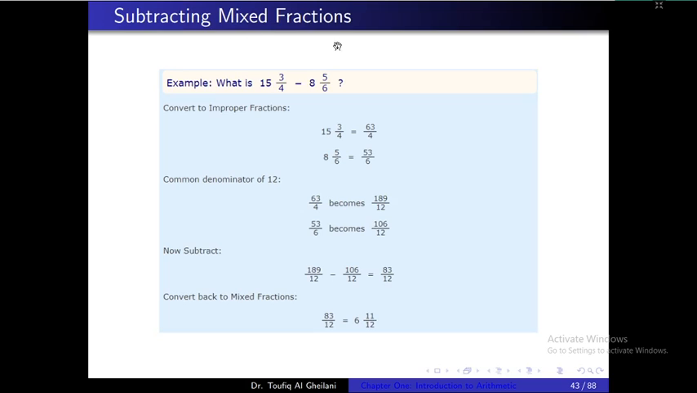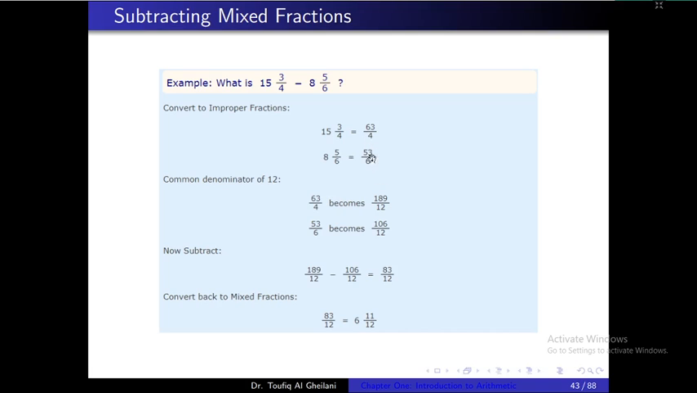Subtracting mixed fractions, same idea. What is 15 and 3 over 4 minus 8 and 5 over 6? Same. Firstly I convert to improper fractions, so I keep the denominator, 15 times 4 and then add 3, and we get 63. And here 8 and 5 over 6, so I keep the denominator, then multiply 6 times 8 is 48, plus 5 we get 53.